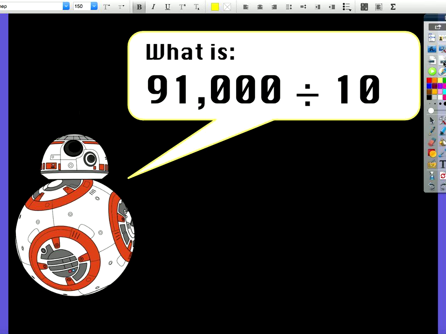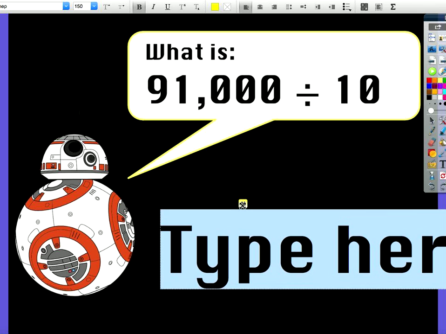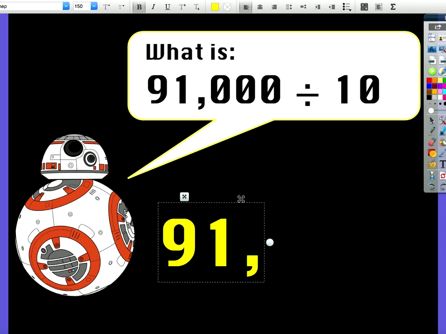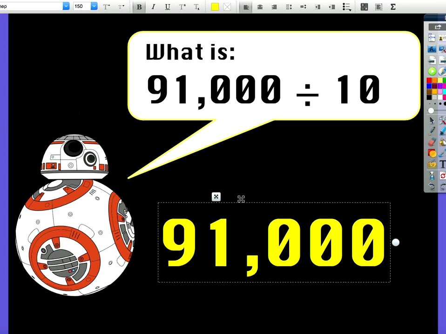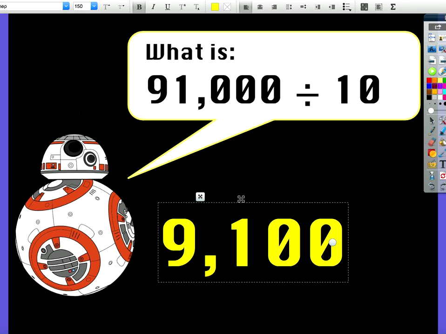Now what about division? Well, division is just the opposite of multiplication. So instead of adding zeros to this number, we're going to take them away. So in this case, I'm taking 91,000 and I'm dividing it by a power of 10, which just happens to be 10. So all I'm going to do is put my number down, 91,000. And if I divide by 10, since it has 1 zero, I'm going to take 1 zero away. So I'm going to have to redo my comma there. So 91,000 divided by 10 is 9,100.